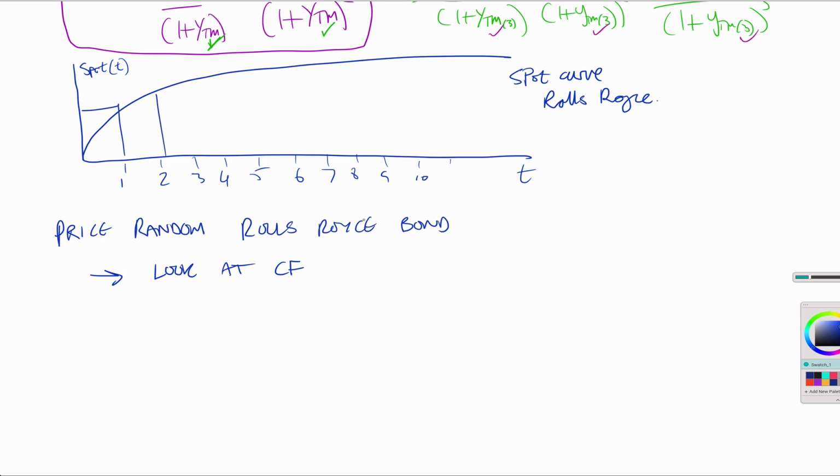So if I have a random Rolls-Royce bond in the secondary market that I'm thinking about buying, I can look at the cash flows, each one of them, and then read off the time. So for each cash flow, read off the spot rate from there, and then discount the cash flow at spot rate T, and that gives me my price. That's why the spot curve is so useful, because it gives you a simple and realistic discount rate for every point in time out in the future.